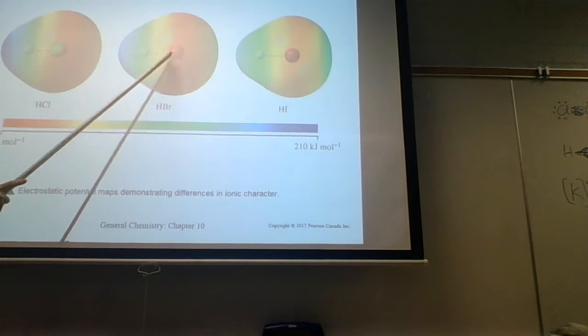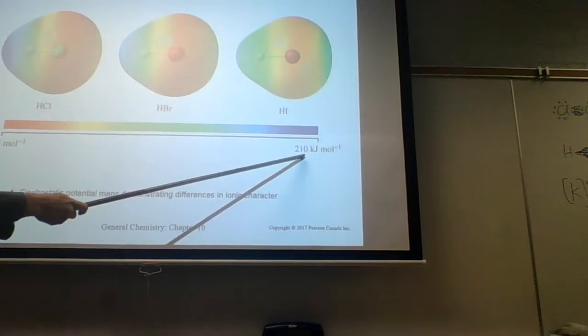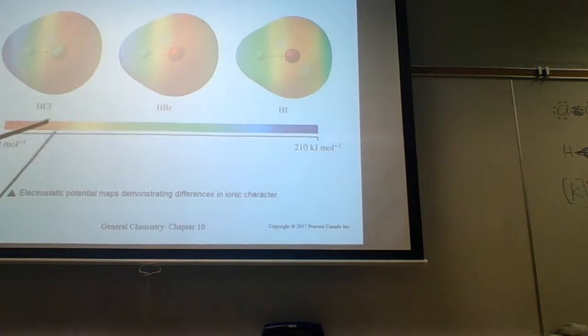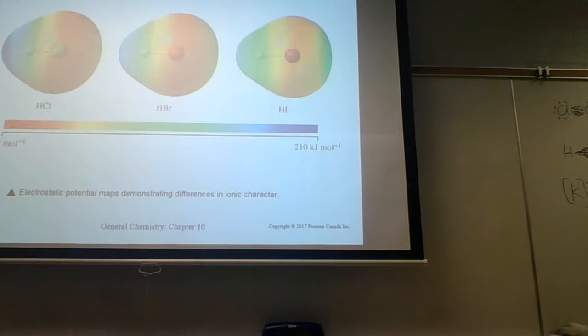Here it's a little less. We can see it according to the scale. These numbers here are for the potential, so we aren't going to pay attention to these numbers. We aren't going to memorize those numbers. The differences in ionic character.